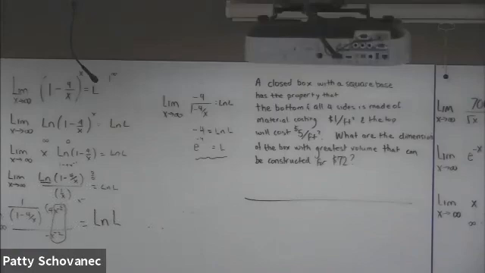I'll give you a budget of $72, make me the biggest box. Biggest in terms of volume. Maximize the volume of a box, subject to cost constraints. So your objective function is volume, your side equation is cost.